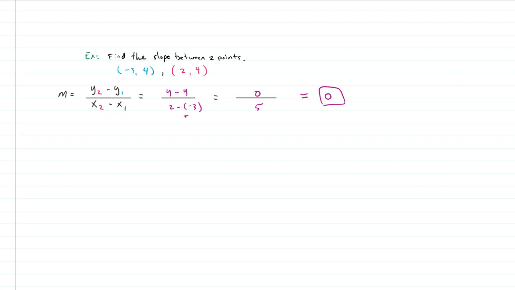That doesn't mean there is no slope, because 0 is a valid number. It just means the slope is 0, meaning there's no change vertically. So you have a horizontal line. Something that's completely flat. Doesn't go up or down as you go from left to right.